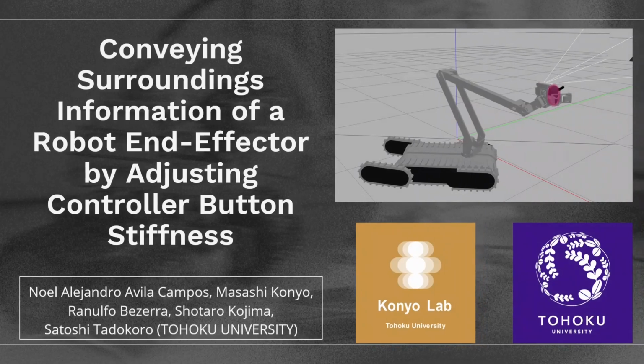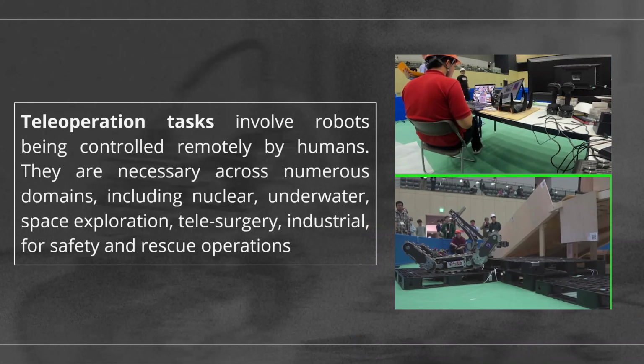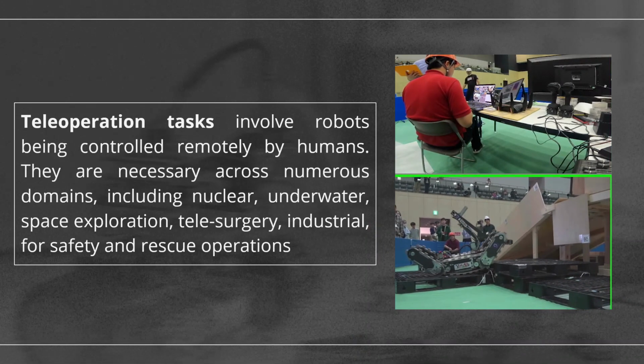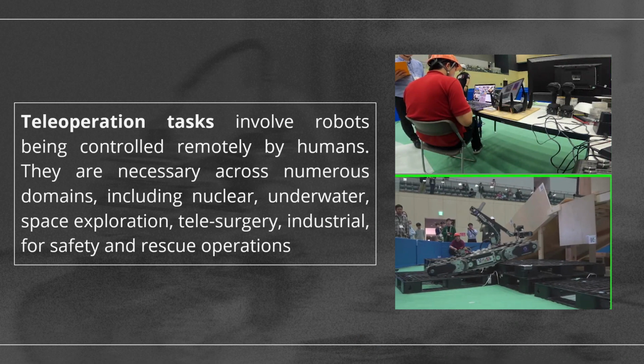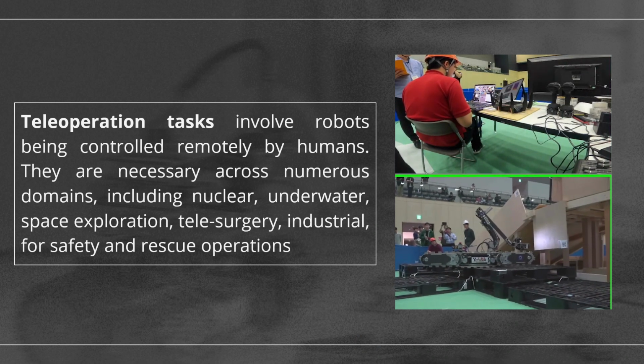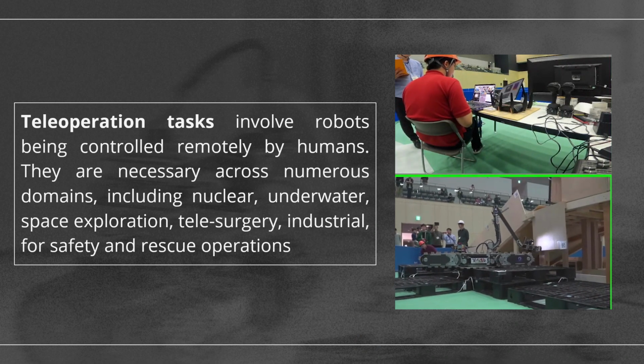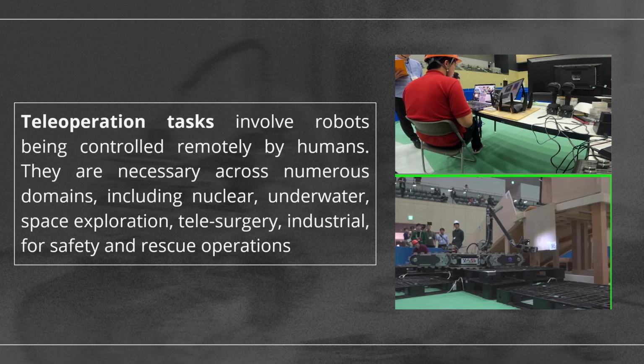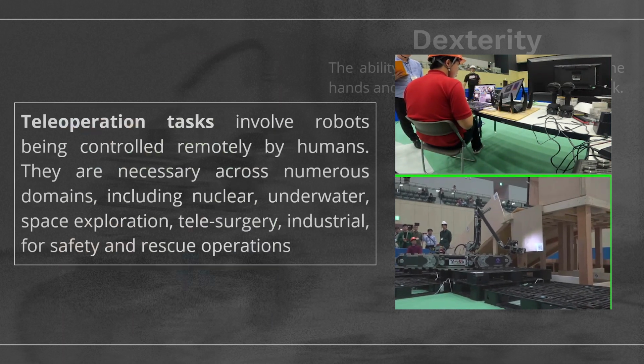Conveying surroundings information of a robot end-effector by adjusting controller button stiffness. Teleoperation tasks involve robots being controlled remotely by humans. They are necessary across numerous domains, including nuclear, underwater, space exploration, telesurgery, industrial, and for safety and rescue operations.